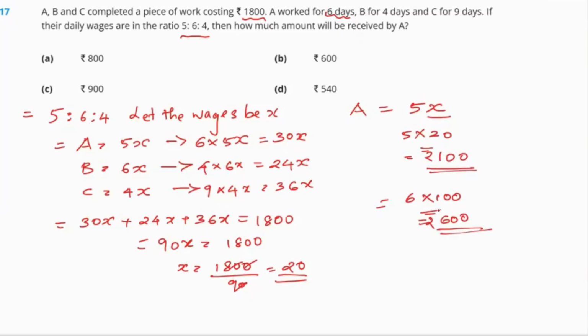So A will receive rupees 600. Correct option is option B, rupees 600.